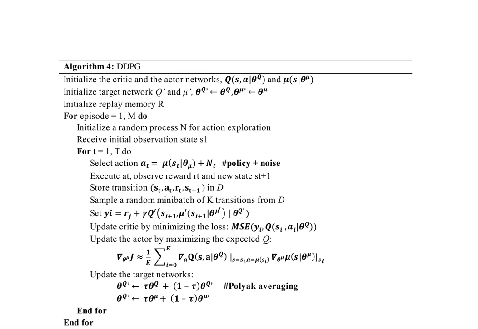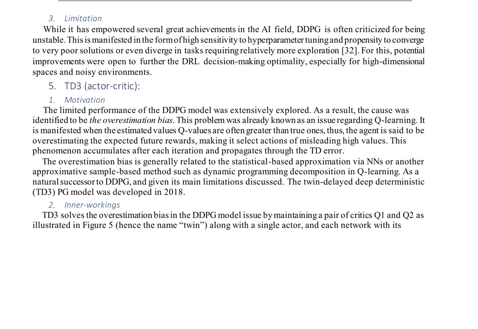Transitions are stored in the replay memory and a random minibatch is sampled to update the critic by minimizing the mean squared error between the estimated Q values and target values. The actor is updated by maximizing the expected Q value using the critic's estimate, and target networks are updated using Polyak averaging. However, DDPG has limitations, including instability and high sensitivity to hyperparameter tuning, which can lead to poor solutions or divergence in tasks requiring exploration. This highlights the need for potential improvements to further optimize decision-making in deep reinforcement learning.